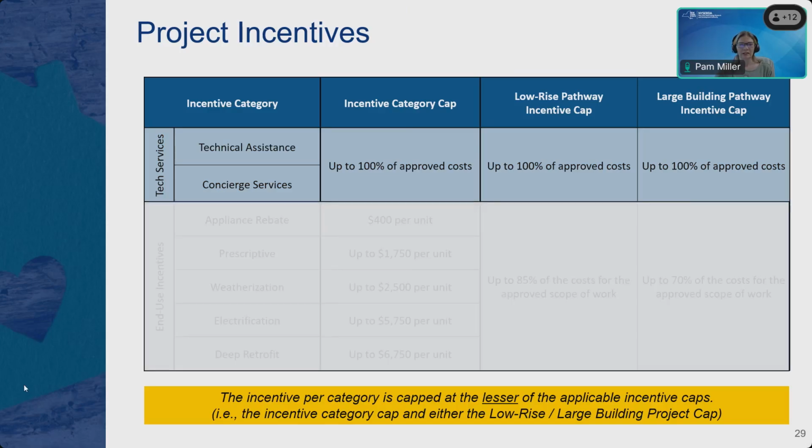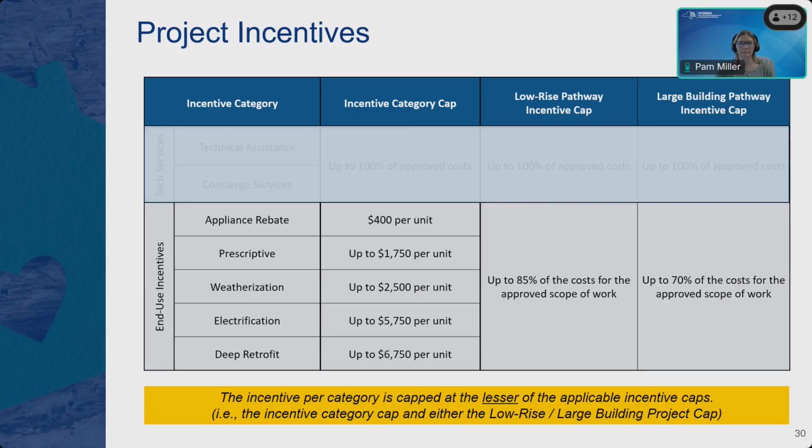If you can advance to the next slide, thank you. So for technical assistance and concierge services, there is no differentiation between the incentive category and the pathway caps. These costs are covered up to 100% of the agreed upon scope and costs. Your participating contractor will submit a technical assistance plan during the application stage of your project, which will define what services they are providing and what their associated fees are. Those will be reviewed by the program and agreed upon before we issue the incentive offer letter. NYSERDA will cover 100% of those approved costs.